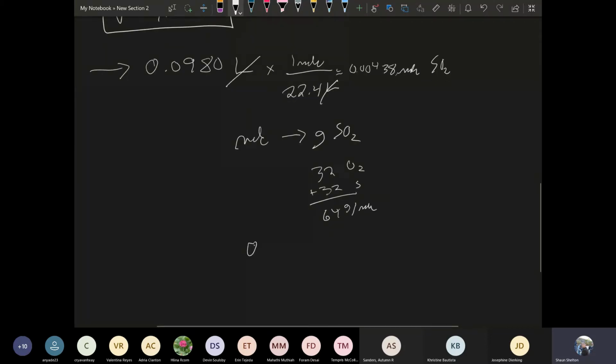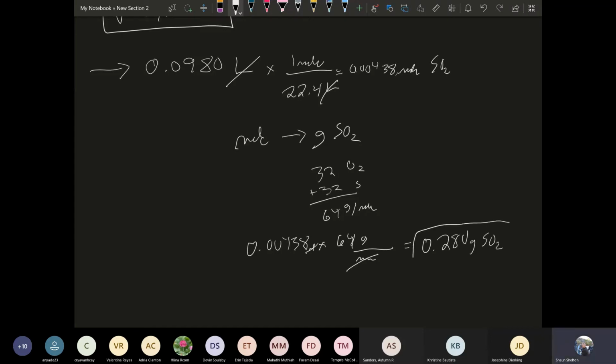So we have 0.00438 multiplied by 64 grams per mole. And so your moles cancel out here, and you end up with grams. So 64 times 0.00438 gives me 0.280 grams of SO2. And that's it. So that's the answer for that problem.